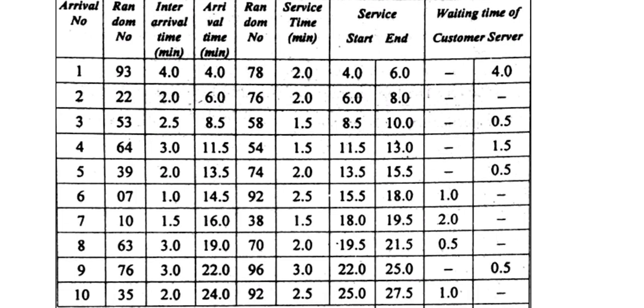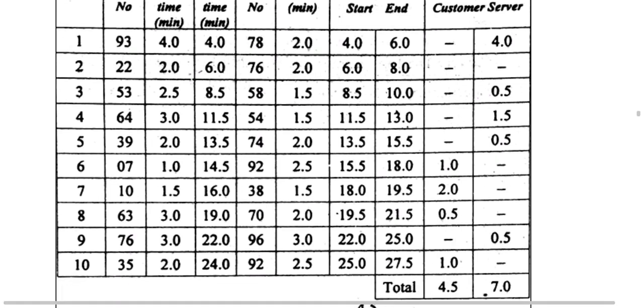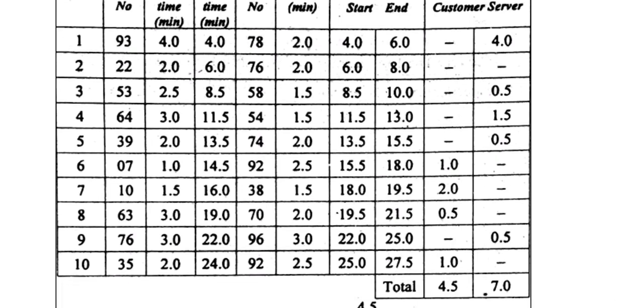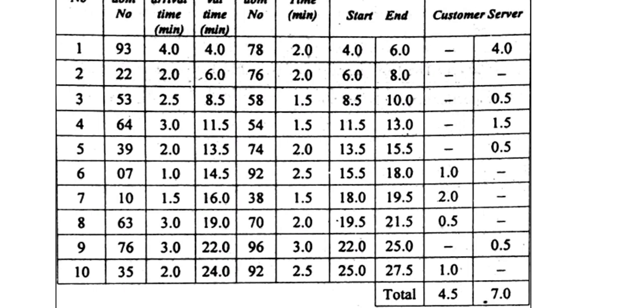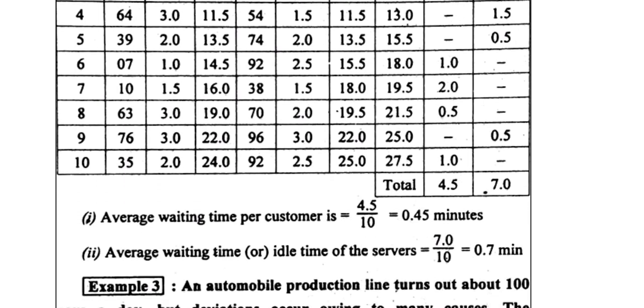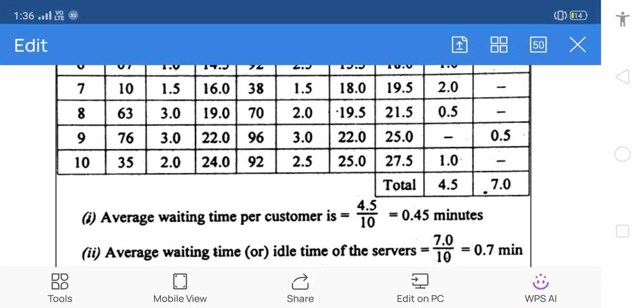How many minutes does the server have to wait? Each time the server has to wait 4 minutes, because the customer arrives every 4 minutes. Like that we have to calculate the service time and the waiting time. The average waiting time is 0.7, as the total waiting is 7 and the total number of customers is 10, so 7 divided by 10 equals 0.7. The average waiting time per customer is 4.5 by 10, so we get 0.45. Like that we can calculate the average waiting time and the idle time for the customer. Thank you.